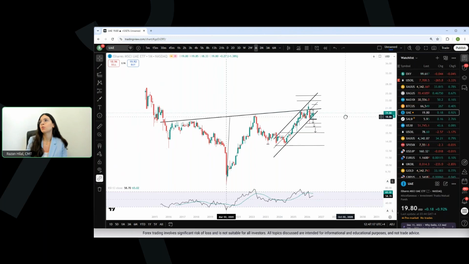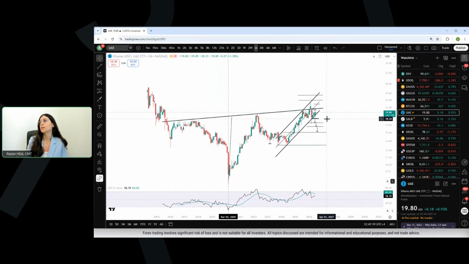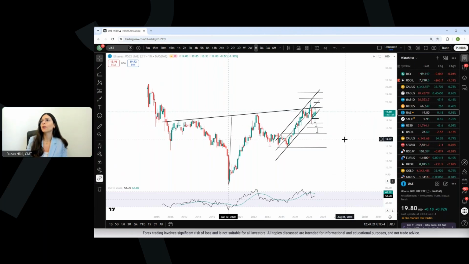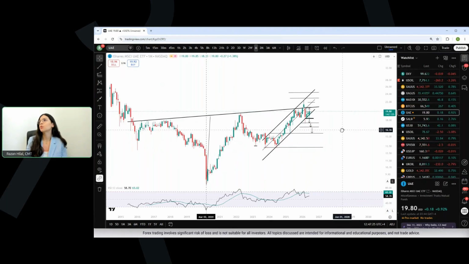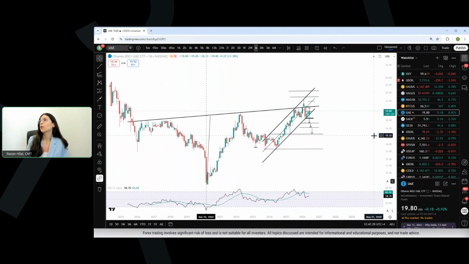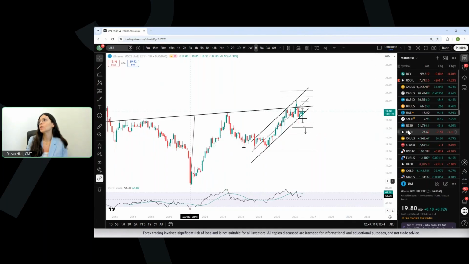We had the positive correlation between the UAE MSCI and US indices rolling. However, the impact of the Middle East conflict weighed down on that correlation, and the momentum of that correlation is possibly rebuilding once again.